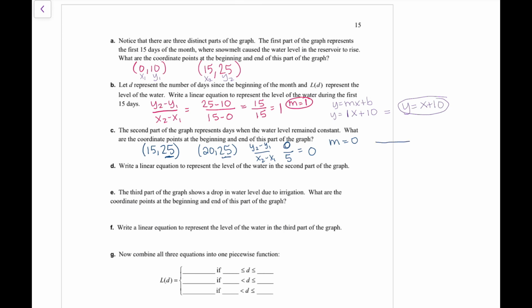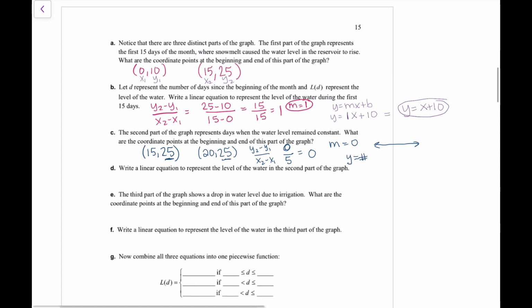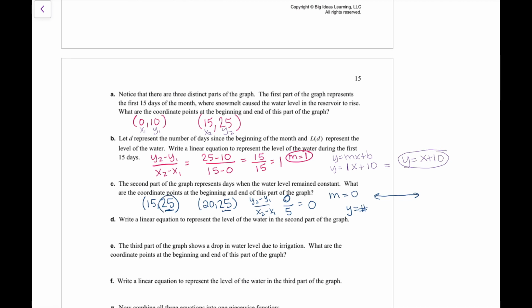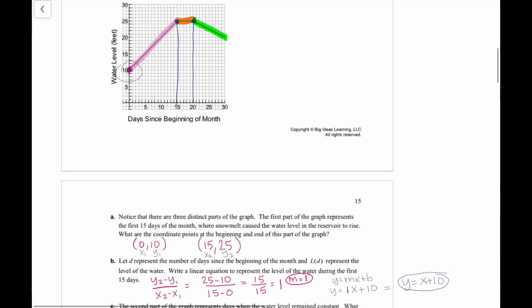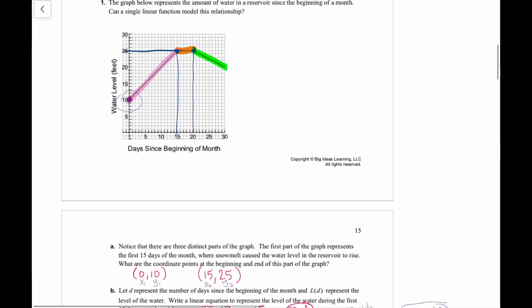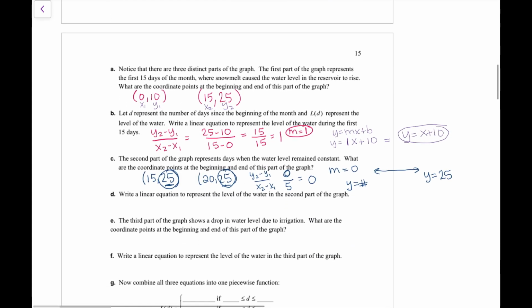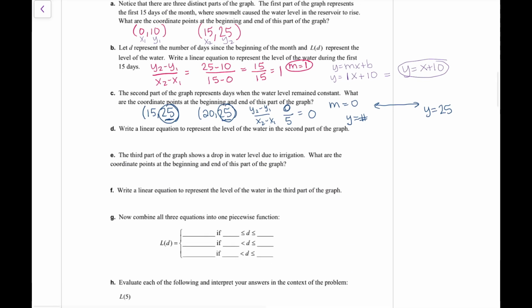Now, whenever you have a slope of 0, you have no x's. So you're going to need just y equals a number. We want to look at the y here. Since the y is 25 here and 25 here, the equation of this line is just y equals 25, because y equals 25 on that whole piece. It's constantly y equals 25, no matter what number you have. So that's what we would put on D: y equals 25 for the equation of that line.